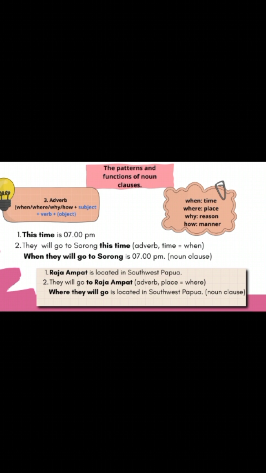Next, the first, Raja Ampat is located in southwest Papua. The second, they will go to Raja Ampat. It will be, where they will go is located in southwest Papua. Where they will go is a noun clause. We know why he loves her. Why he loves her is a noun clause. She doesn't know how she will fix that motorcycle. How she will fix that motorcycle is a noun clause.